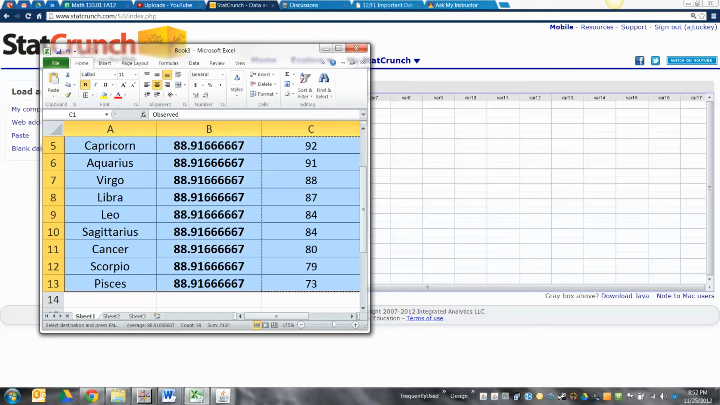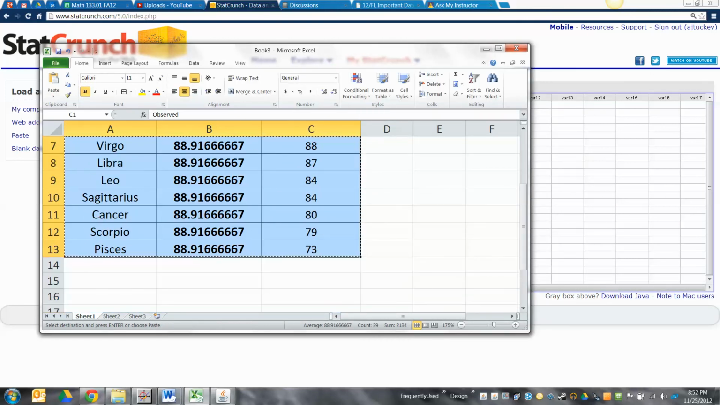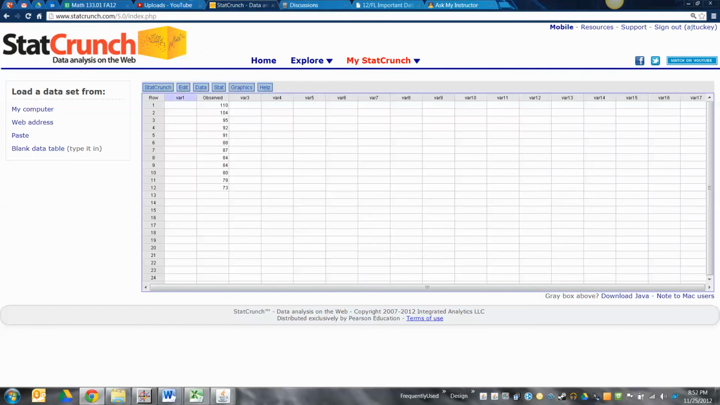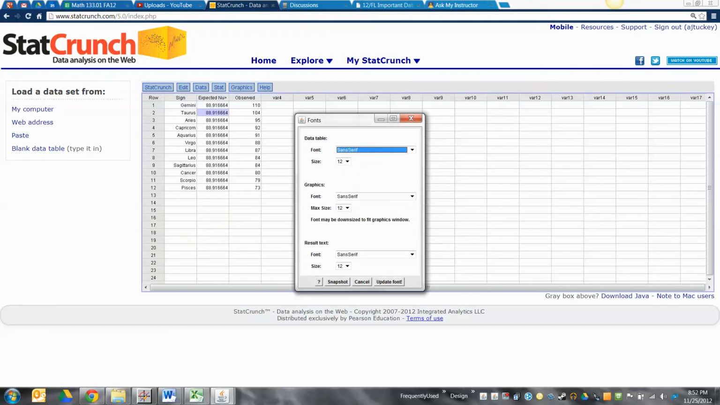So I'm going to copy. Hopefully you can see that. I'm just selecting all of that table with the observed and the expected and stuff. And then I'm going to paste it in. There we go. And I'm going to make this larger. Hold on one second. Edit, fonts, just so you guys can see it, because otherwise it's so blasted small.